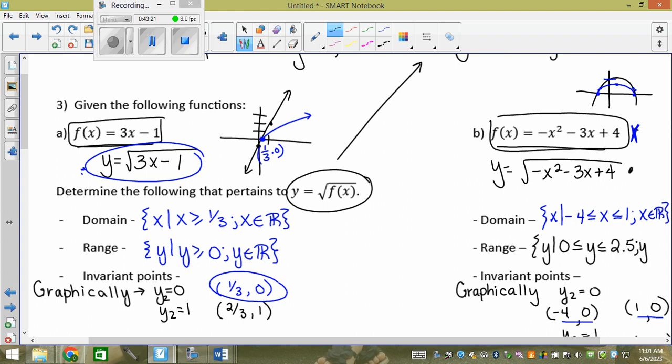Some people are like, how did you get 2.5? I just found the maximum of the radical graph. Like I just typed the radical graph in.